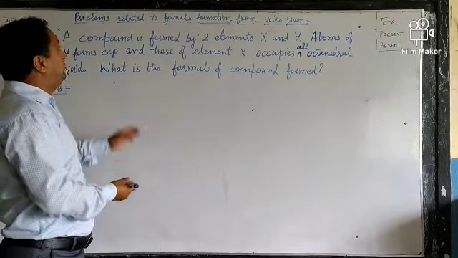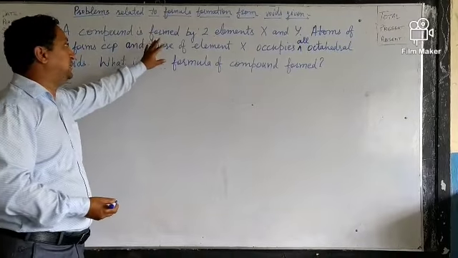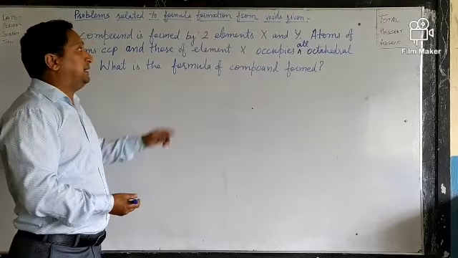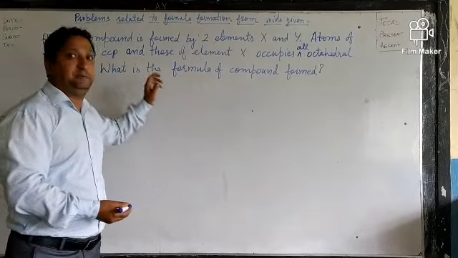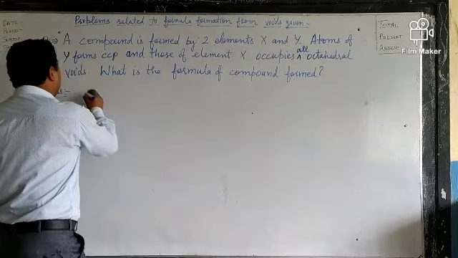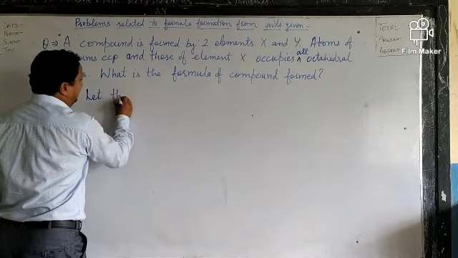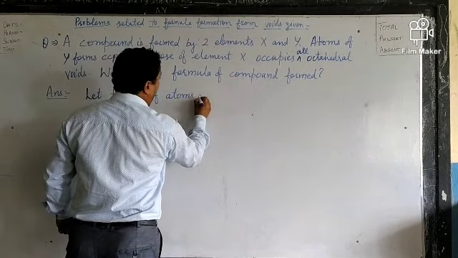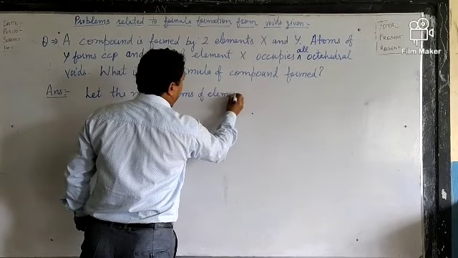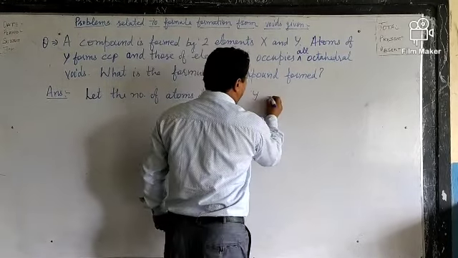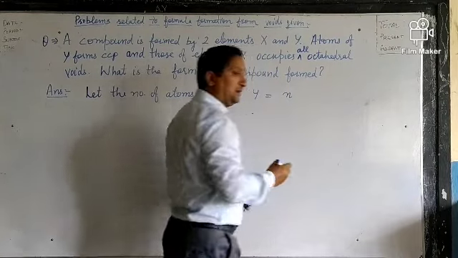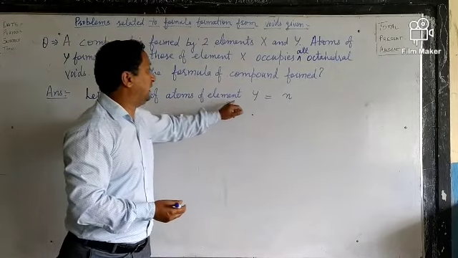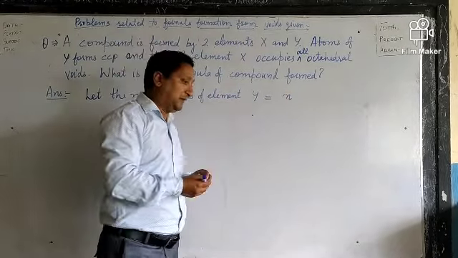So what do we have to do? You have to study the question carefully. It says that the compound is formed by the two elements X and Y. Atoms of Y form CCP. Now, what we will say? Let the number of atoms of element Y, which is forming the CCP arrangement, be equal to n.